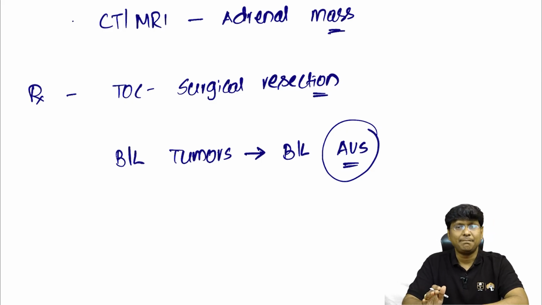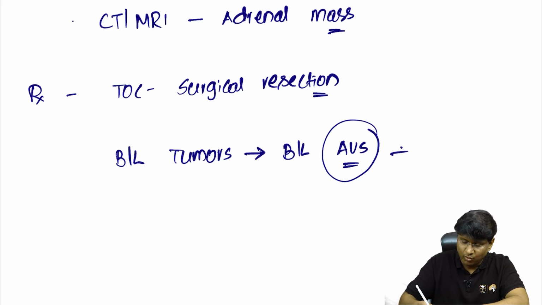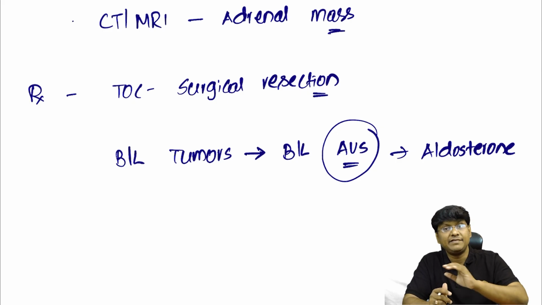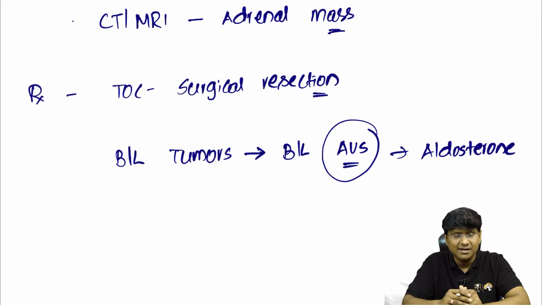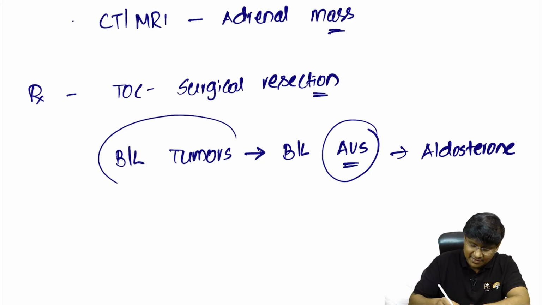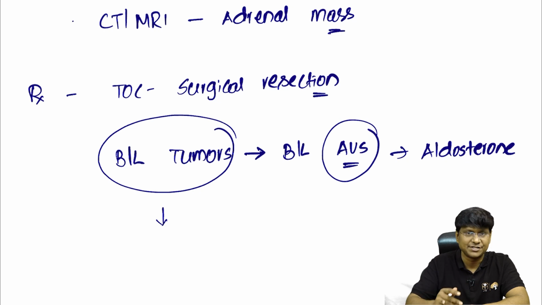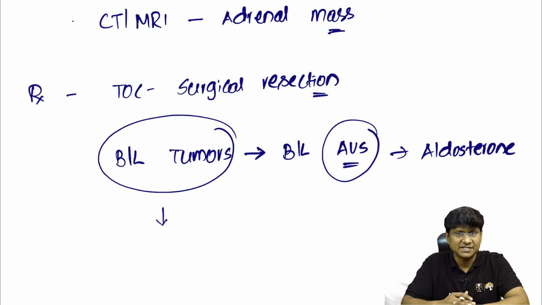So by doing the bilateral adrenal venous sampling, what do you need to check for? You need to check the aldosterone levels in both the adrenal veins. And if the aldosterone levels are increased more than normal, then we consider that the patient has bilateral adrenal tumors. Now, when there are bilateral adrenal tumors, we don't do surgical resection. Why? Because steroid deficiency can develop when you do bilateral adrenal resection.